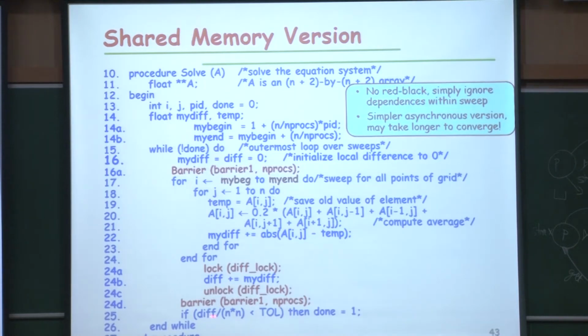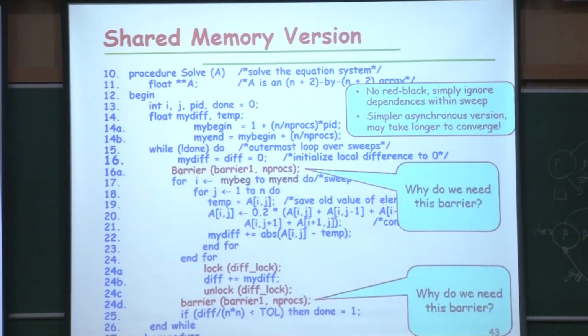Now, I can see whether my diff satisfies my tolerance condition. If it does, I am going to set the done variable, which is also a shared variable, to 1. And then each process continues. Again, all processes update done, that is also fine. And then again I continue on this.